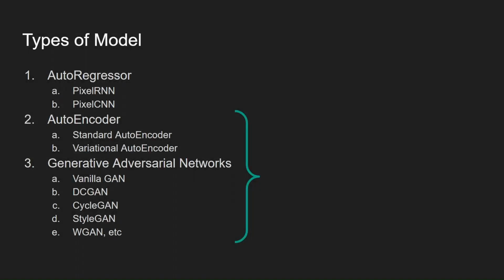In this course, we are going to discuss these bottom two categories, which are autoencoder and generative adversarial networks. We will begin our discussion with standard autoencoders, then we will move towards variational autoencoders. We'll discuss the basic concepts of GANs, then deep convolutional GANs, cycle GANs, WGANs, I GANs, style GANs. So there are a lot of GANs which we are going to cover in this course.